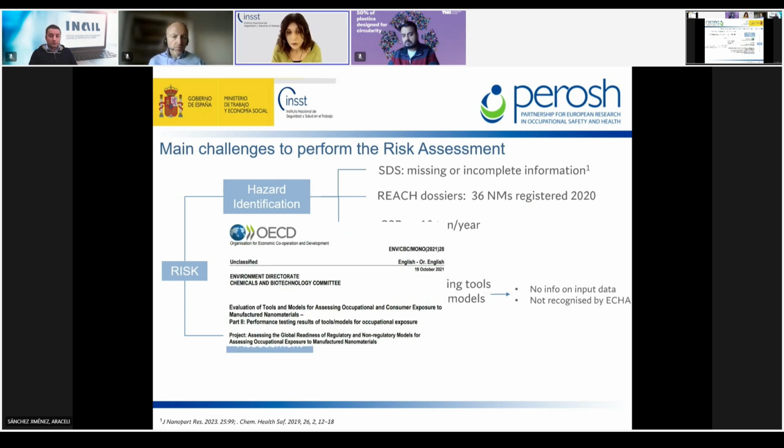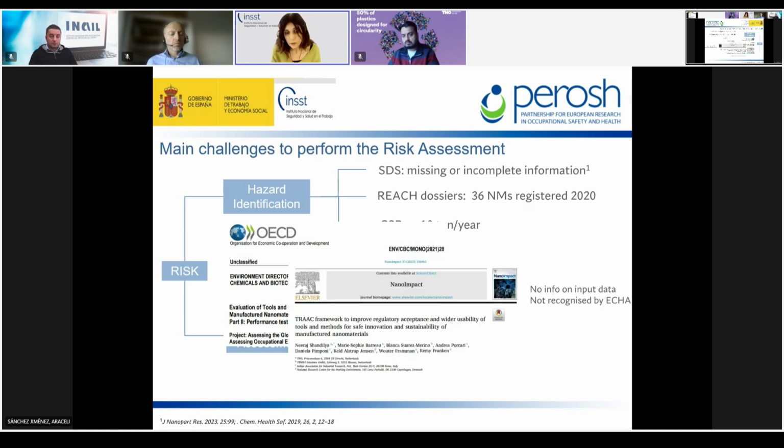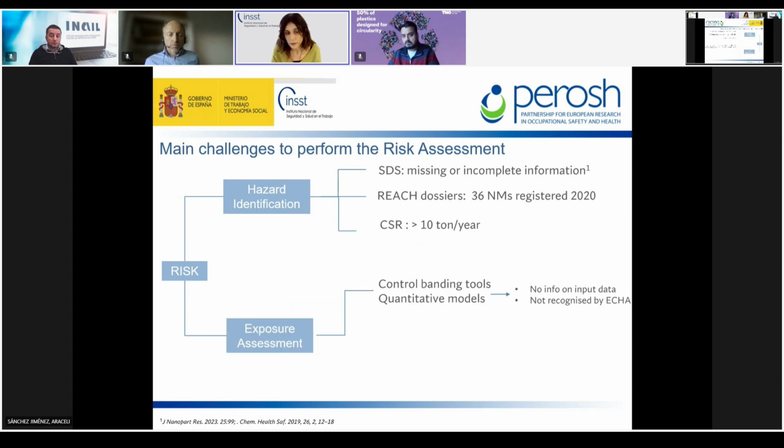The OECD in 2020 published a report on the evaluation of these tools for occupational exposure and also for consumer exposure. And some of the colleagues here today, Neeraj, Andrea, Kale, and Wouter, developed a framework to improve the regulatory acceptance of these tools, and they demonstrated these tools against the framework. But still, as I said, there are no tools that are recognized by ECHA for regulatory risk assessment.